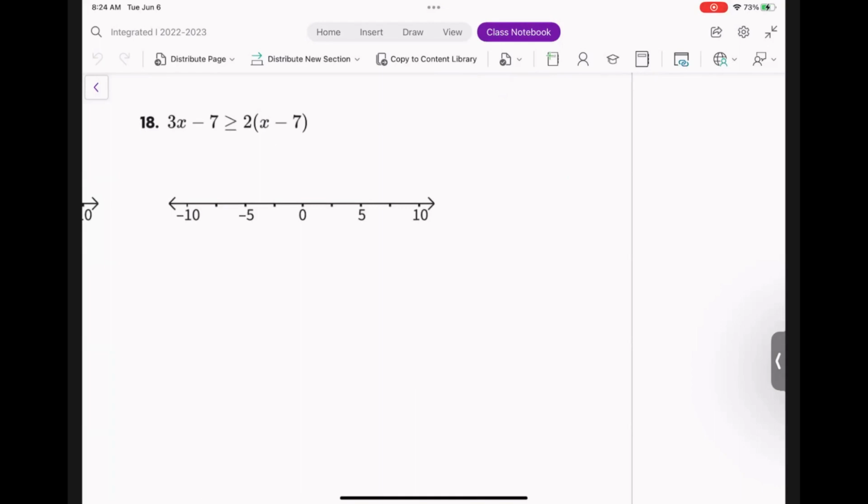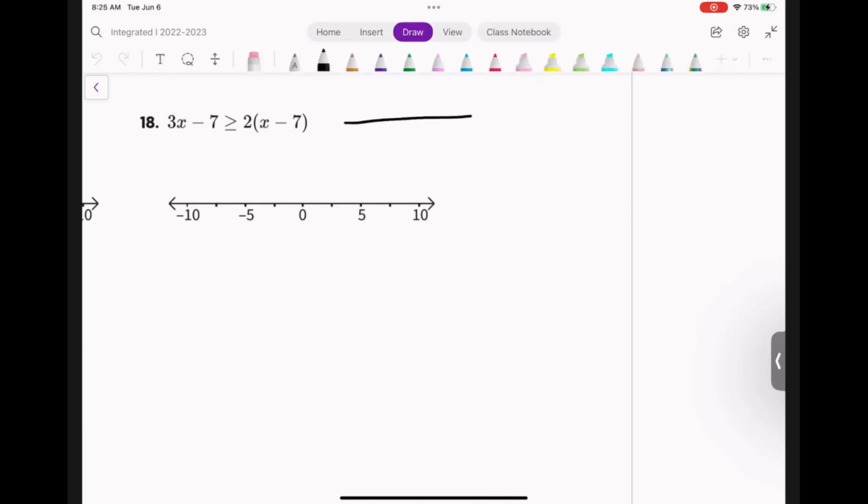So the very first thing is I'm going to remind you that whenever you are solving an inequality, it's the exact same thing as solving an equation, except for when you multiply or divide by a negative. If you're not doing any of those things, you treat it exactly like an equation. So the very first thing that I'm going to do is copy this equation over here. So we get 3x minus 7 is greater than or equal to, and I'm going to distribute at the same time, 2x minus 14.